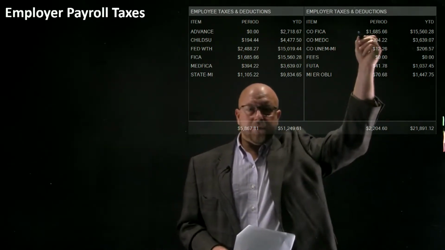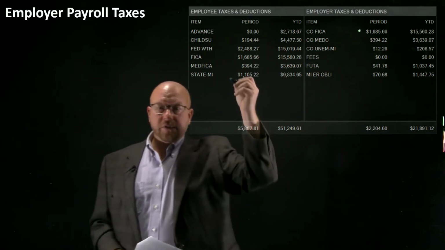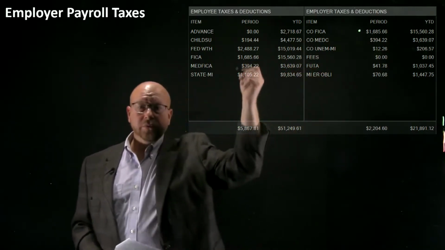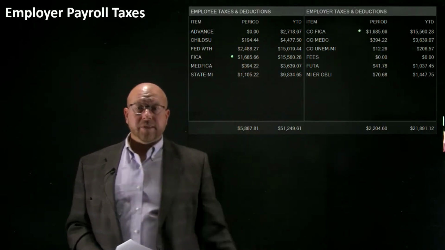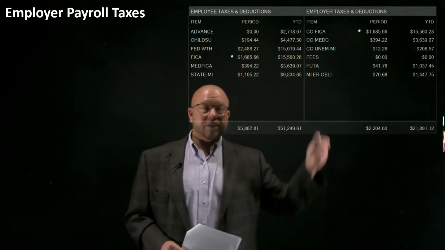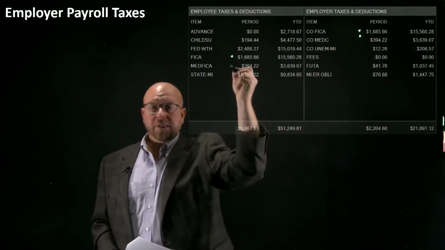So you see something here that says company FICA, $1,685. Notice that, now that's the company's portion. Notice that over here, FICA for the employee, $1,685. And the same is true for Medicare. The company has a portion, the employee has a portion.